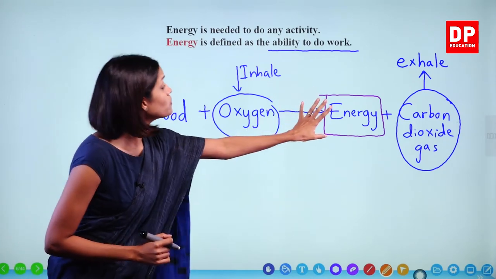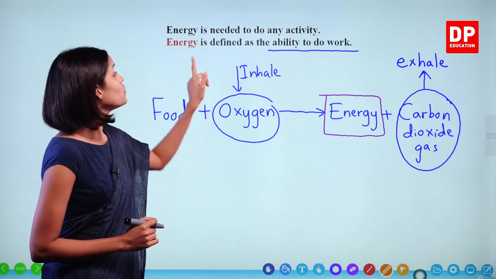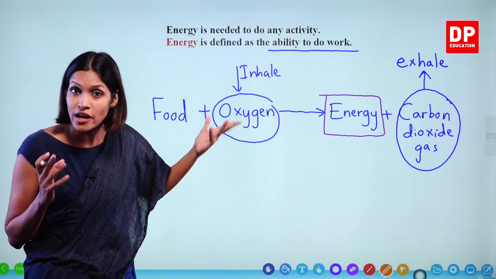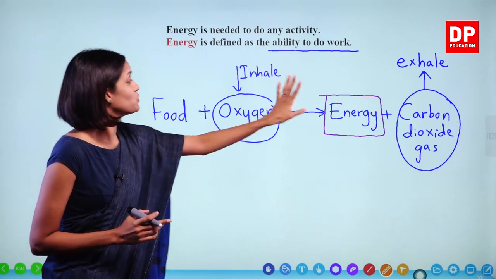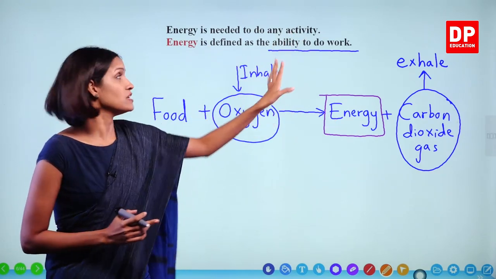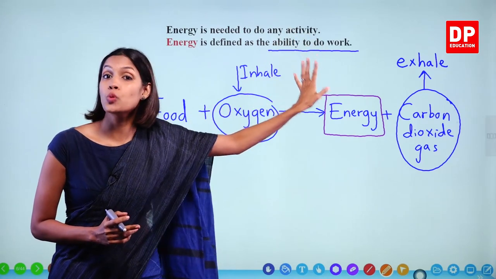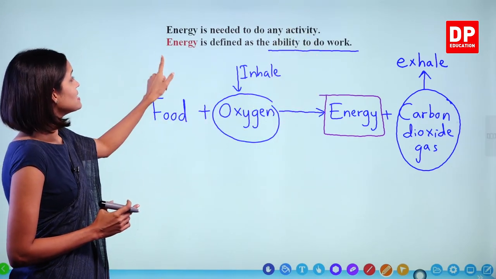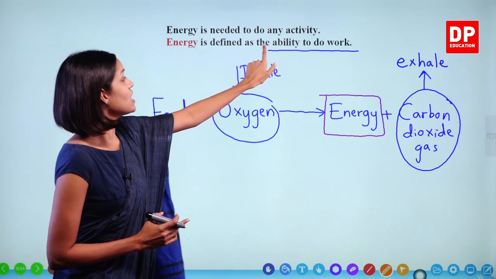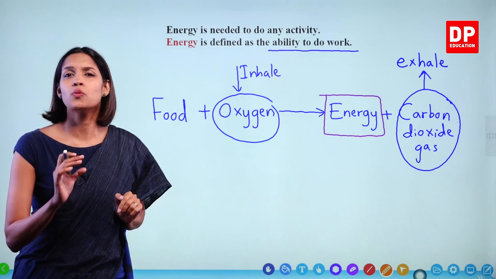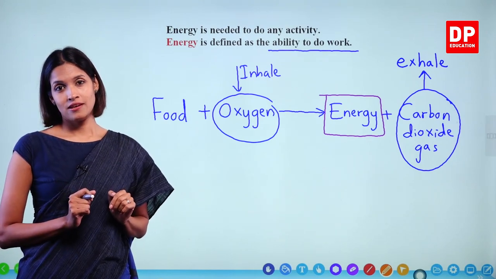So if you cannot produce energy, can you engage in your day-to-day activities? Right? You cannot. What happens if you don't have energy? You can't engage in your day-to-day activities. So in another way, you can't do work. Right? That is why it is said that energy is defined as the ability to do work. We can't do any work without energy.